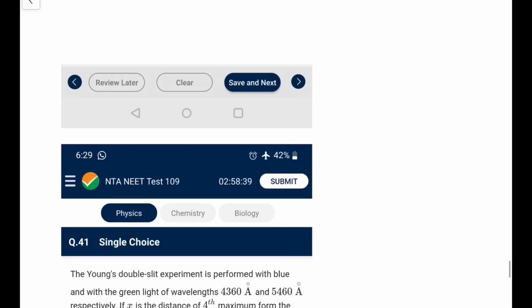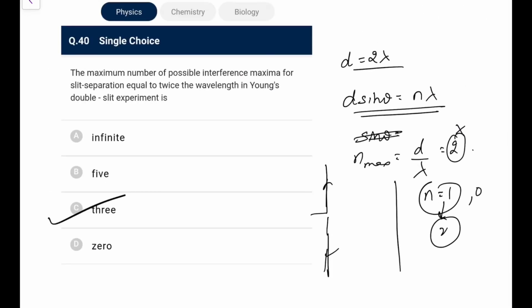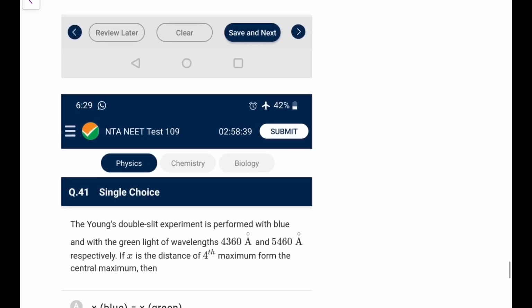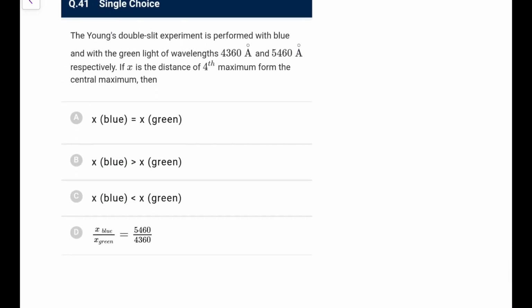Next one. And just remember, if it was 2.01 lambda d, then the answer would be 5, but because it is exactly 2 lambda, we go for 3. YDSE is performed with a green light of wavelength this and this, so blue and green, sorry, okay, I was searching why green has 2. If x is the distance of the fourth maximum from the central maxima, then x of blue is, so definitely we can say the fourth maxima would be at 4 lambda D by d, so it would be greater for the greater wavelength, that is for the green one. So green one will be at the greater distance, so you can go for option C directly.